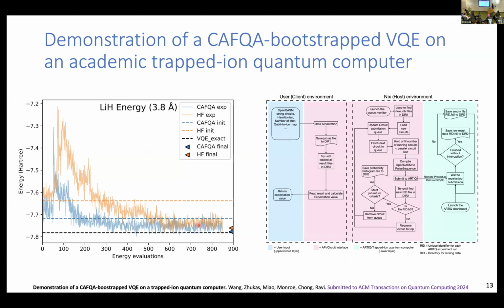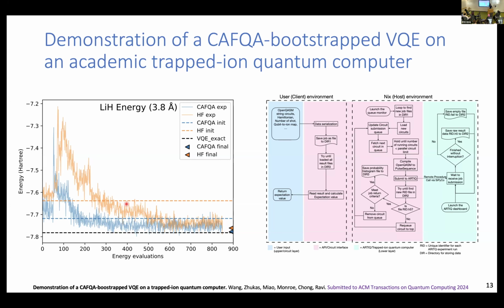So recently, we also demonstrated this on an academic trapped ion quantum device, where the full BQA was run on the quantum device itself with and without Kafka initialization. The blue line over here, you can see that it touches the exact energy much faster than the orange one, which of course is what you expect.